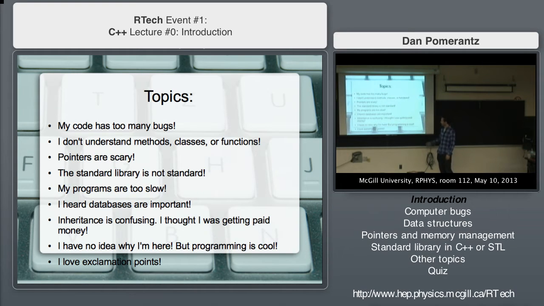Inheritance is confusing. I thought I was getting paid money out of it. This is somebody who maybe just reads the term inheritance and thinks that they're inheriting a big fortune of something, and then realizes that in C++ inheritance doesn't actually mean quite what they think it is. So we can talk a bit about what the benefits of inheritance are. I think a lot of times you end up seeing all these different structures in code and you don't really get the motive for why you would want to use them.